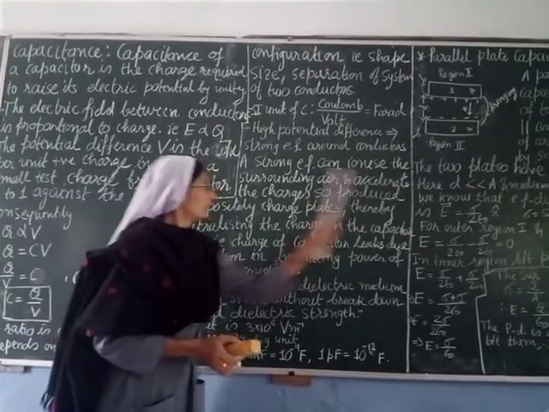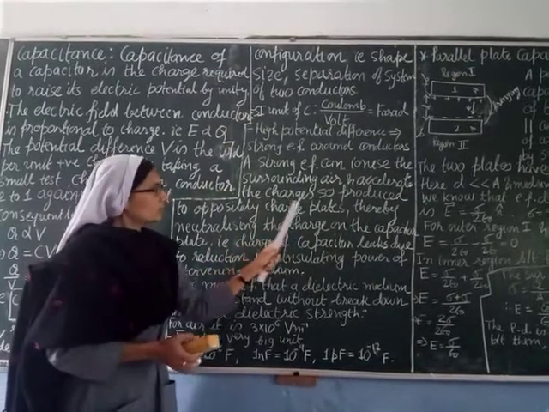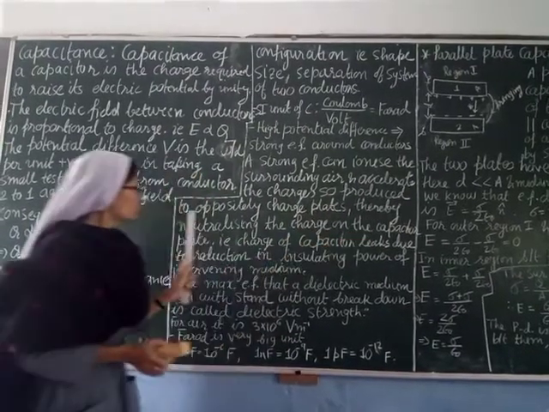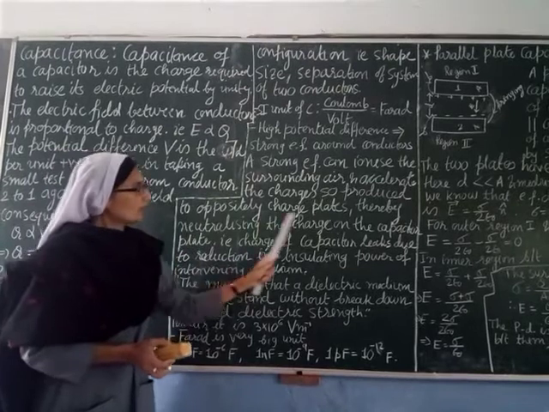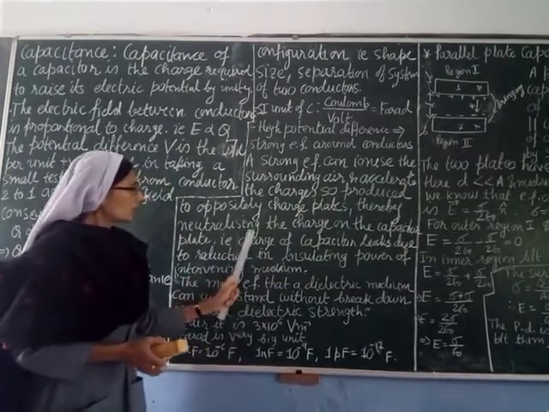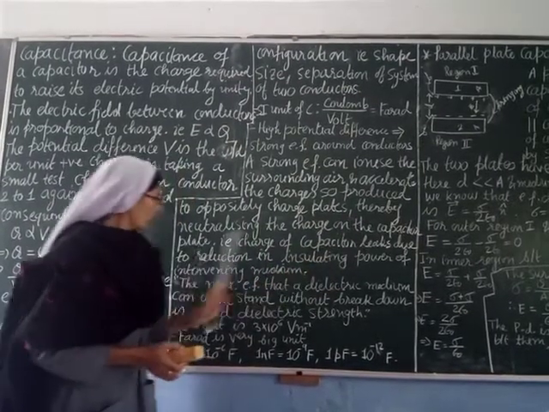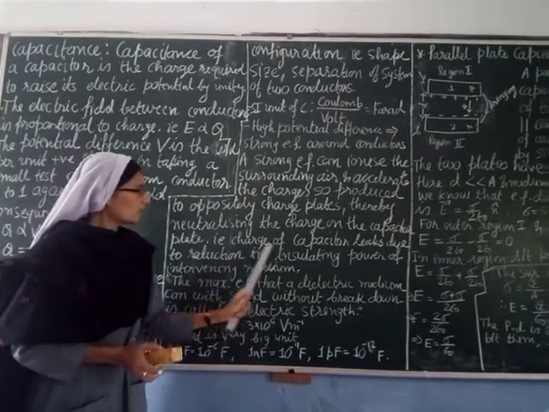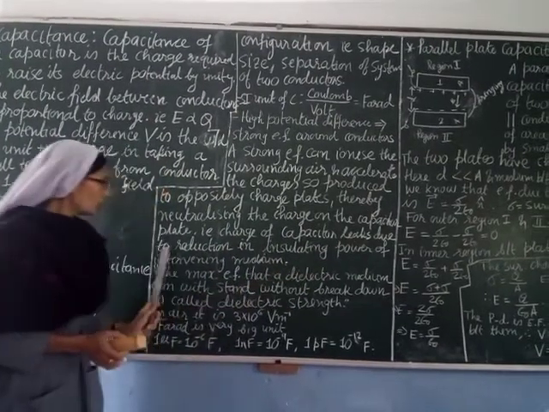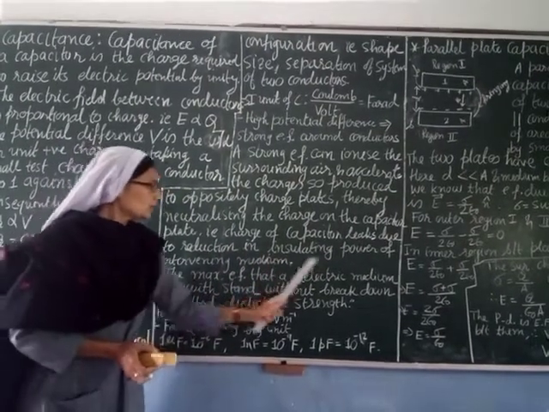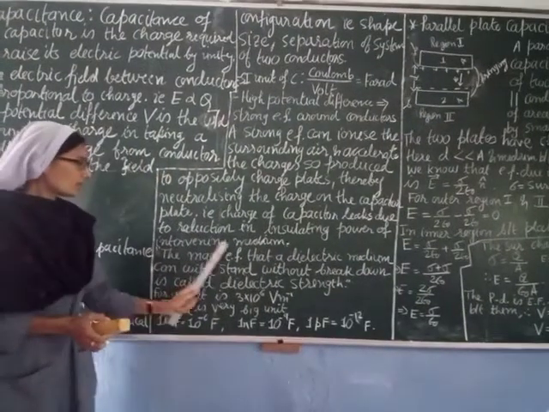Then they get accelerated. So the charges produce two opposite charges at the plate, thereby neutralizing the charge on the capacitor plate. That is, the charge of the capacitor leaks due to reduction in the insulating power of the intervening medium.